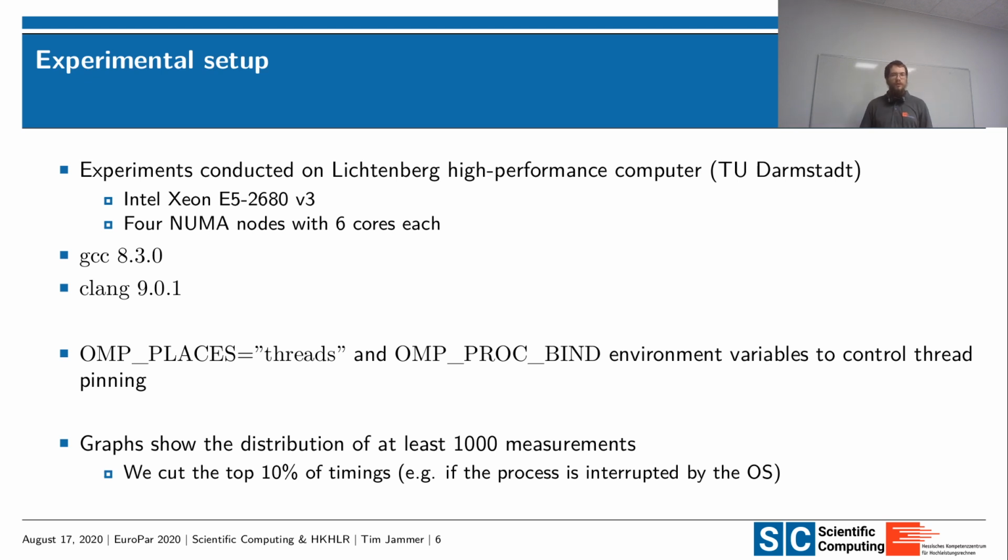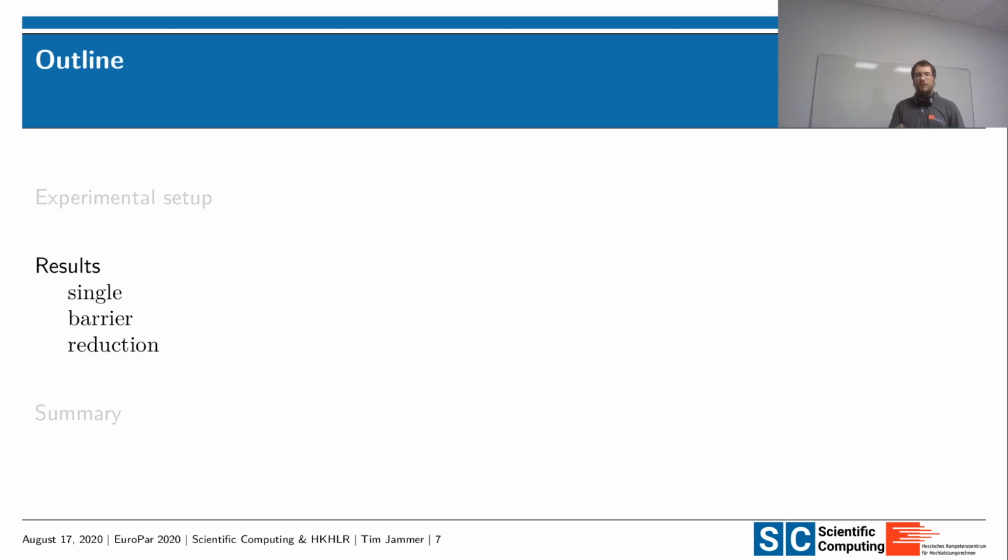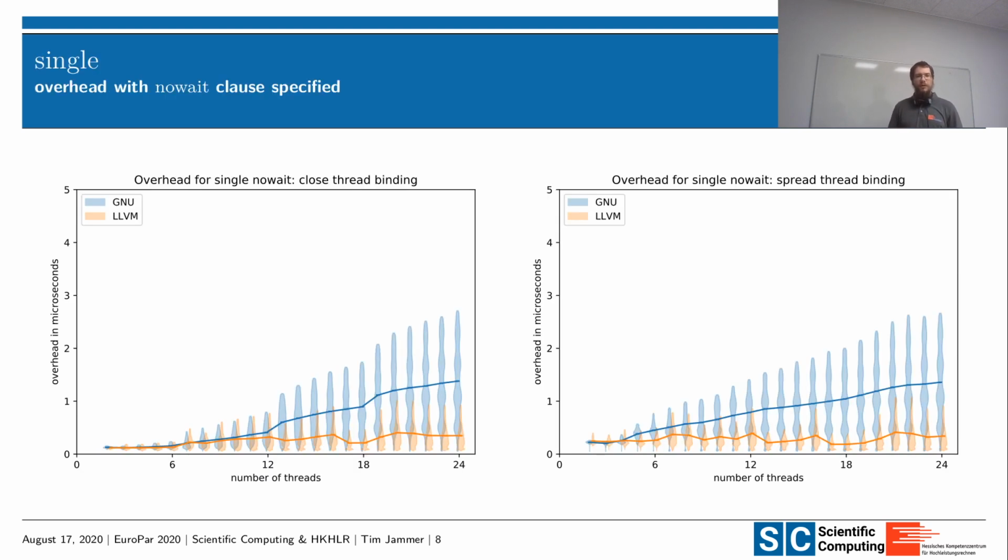Of course, we need to take care about the thread placement, and we'll use the OpenMP provided environment variables to do this. And the only thing that we need to do to our data before we can show it to you is that we cut the top 10% of our measured timings. This is because we want to filter out the noise where the operating system interrupts the process for some reason. So let's get right into it and talk about the performance of the different implementations of OpenMP.